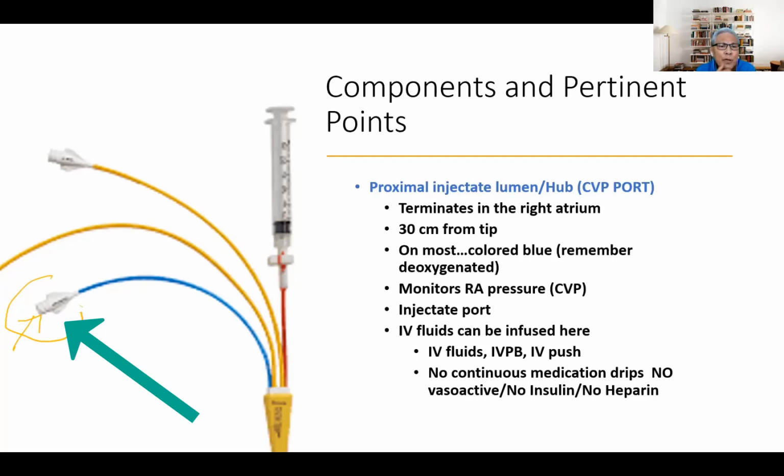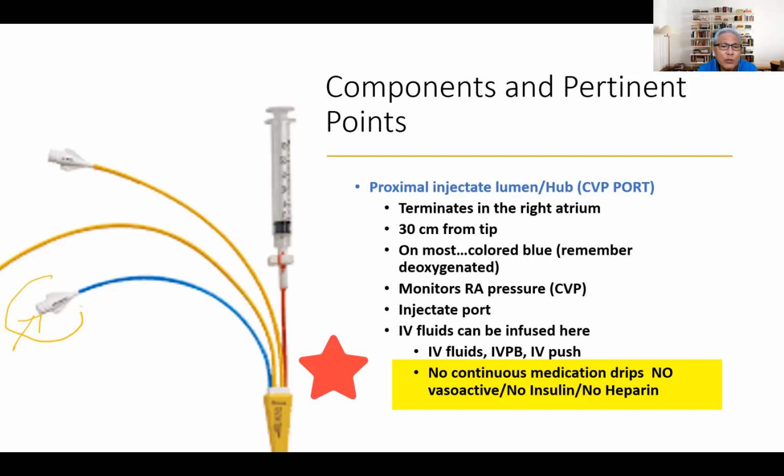However, there's one very, very important thing about this port. You should never use it to infuse any vasoactive drugs or other medications that need to be infused continuously. Because when you do cardiac output by injecting a certain amount of fluid in this area, you're going to interrupt the infusion, and therefore it would result in the patient receiving a bolus of medication. So if this is the only site available for administration of vasoactive drugs, make sure that you utilize the proximal port, but do not perform cardiac output in here.